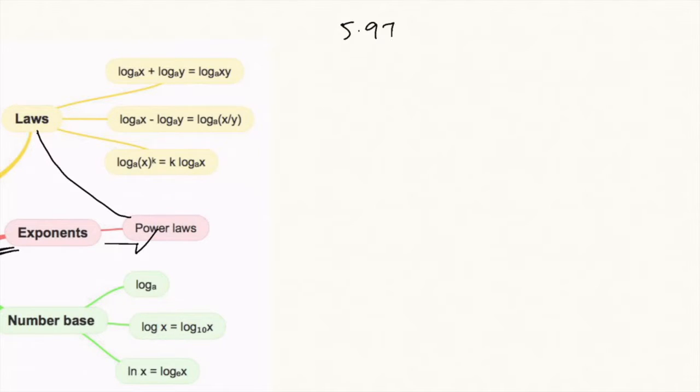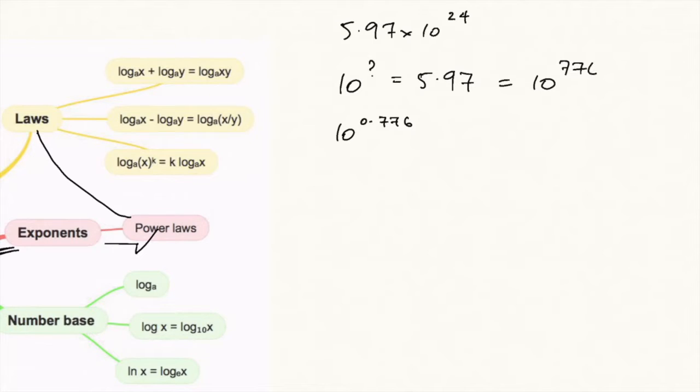Starting with the mass of the Earth, 5.97 times 10 to the 24, the way the logarithms work is to ask 10 to the power of what is equal to 5.97. This is 0.776, i.e. 10 to the 0.776 is equal to 5.97. And then we multiply this by 10 to 24. And we know from the laws of indices to add powers when multiplying, giving 10 to the power of 24.776.